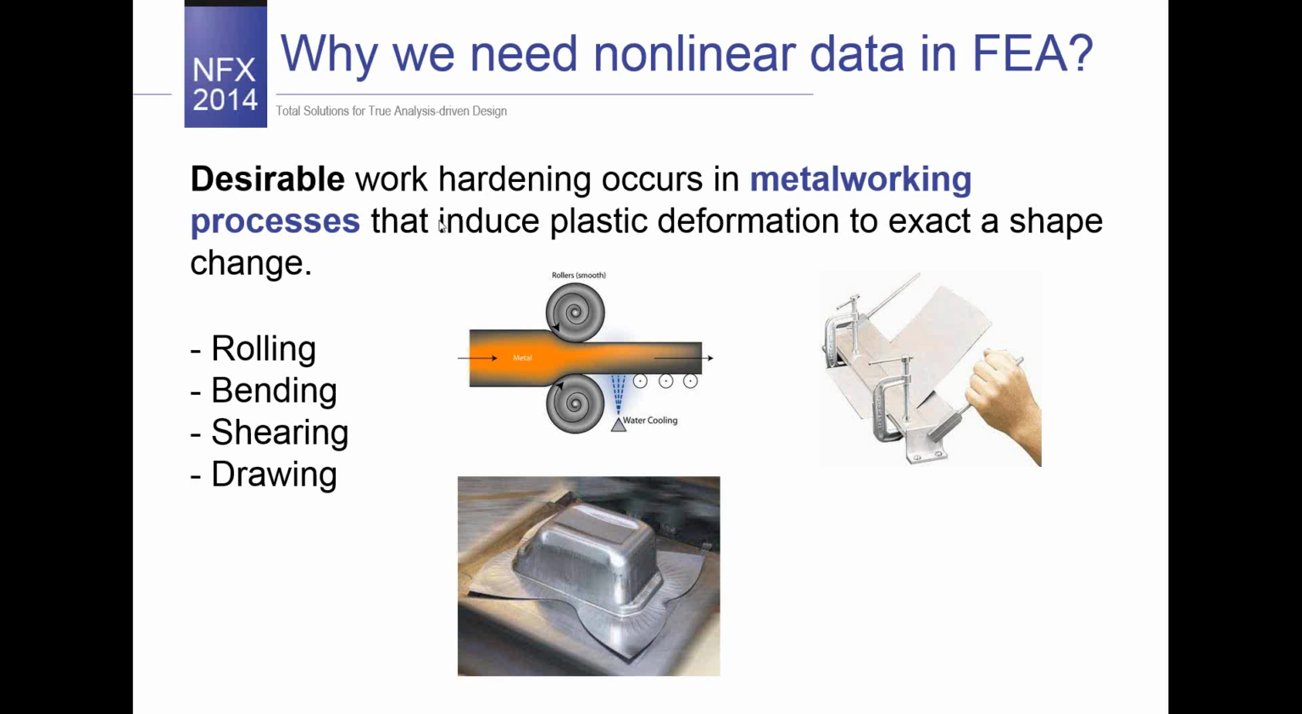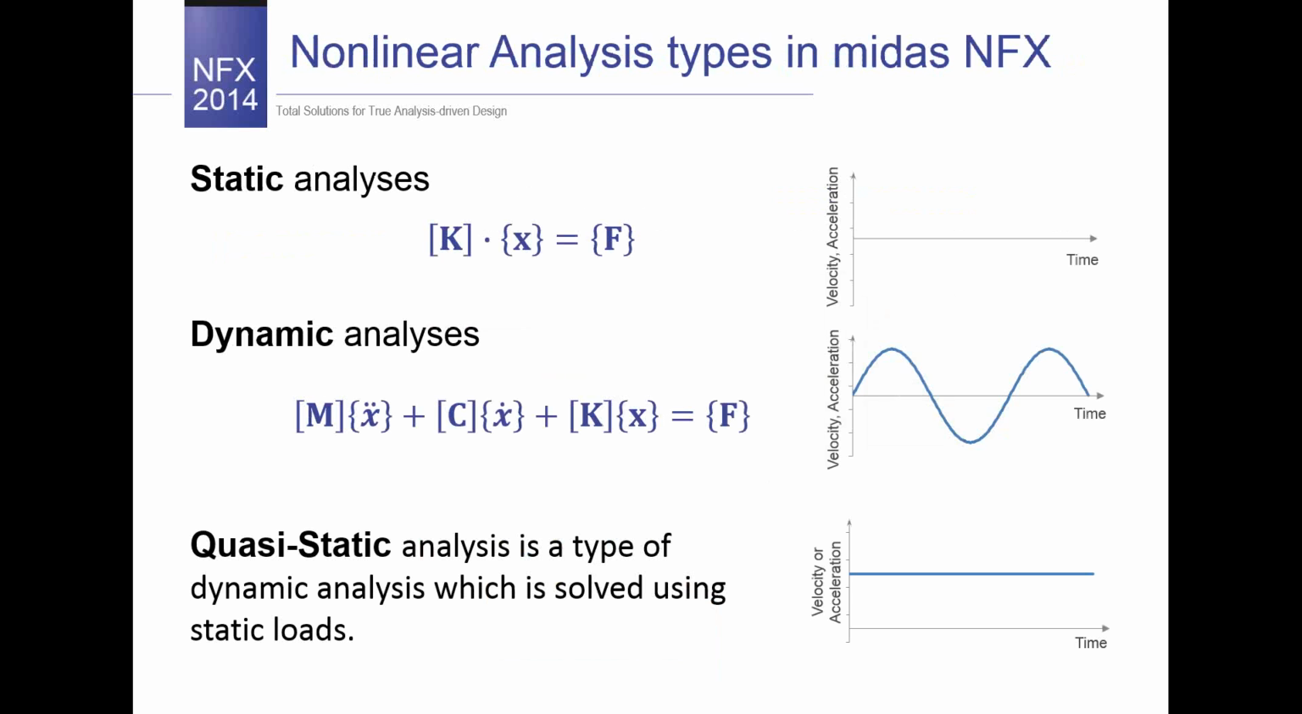perform a lot of simulations according to the metal working processes that induce a plastic deformation, because we want to achieve a shape change. So these are following examples, which refers to the rolling, bending, shearing, and drawing. And in the Midas NFX, it's actually easy to perform this type of simulation, and I will show you later how to do that using the simple metal forming.